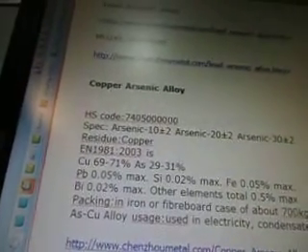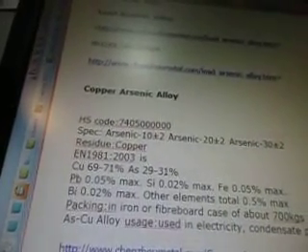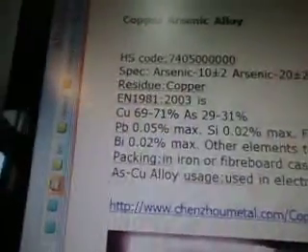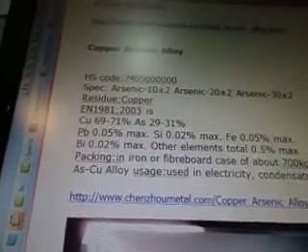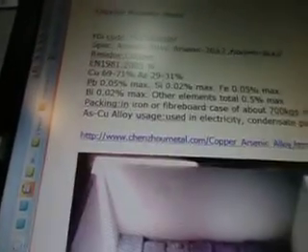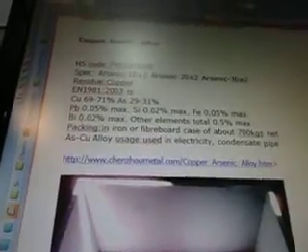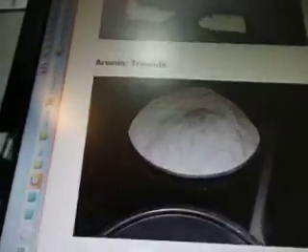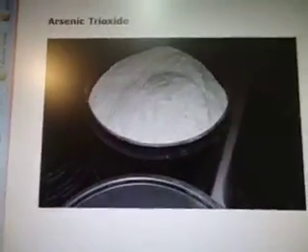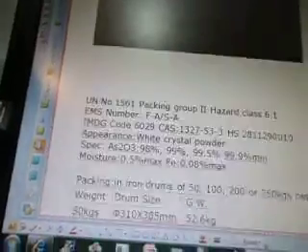Copper arsenic alloy, this came up. HS code 740500000. It's arsenic. There's the different readings for it. Packing: an iron or fiberboard case, 700 g net. This is used for electricity and condensate pipe. You've got arsenic trioxide coming up. So I have a feeling you're going to mix these three together or do something with them.